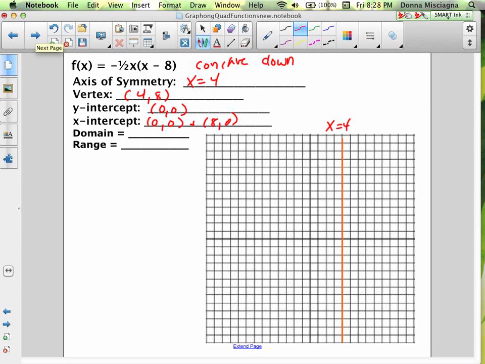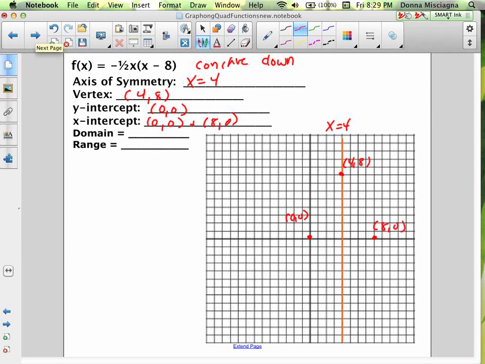And our vertex, 2, 3, 4, 5, 6, 7, 8. We just count up to 8, so that's the point 4, 8. Our x-intercepts and y-intercept, we got 0, 0. And we have 8, 0. 2, 3, 4 right there is going to be 8, 0. Now we only have 3 points, but that's probably enough.